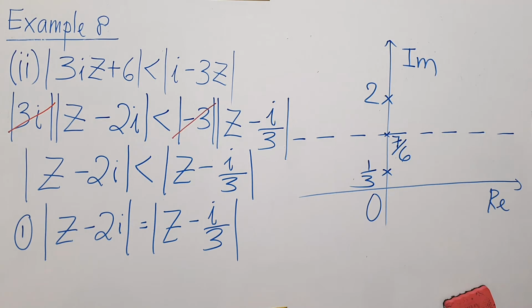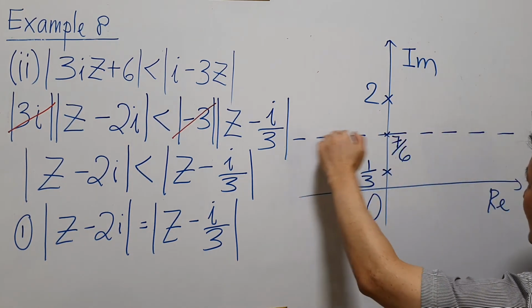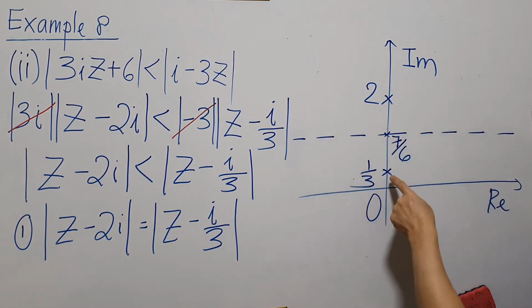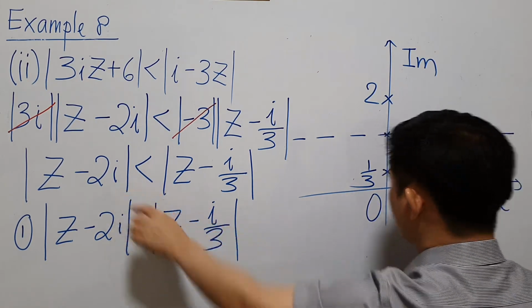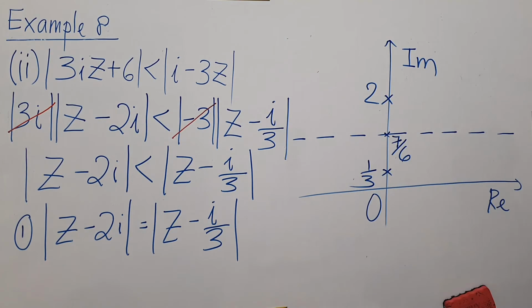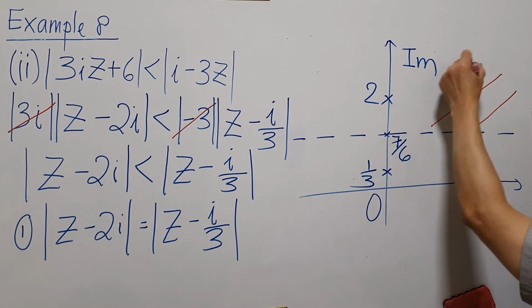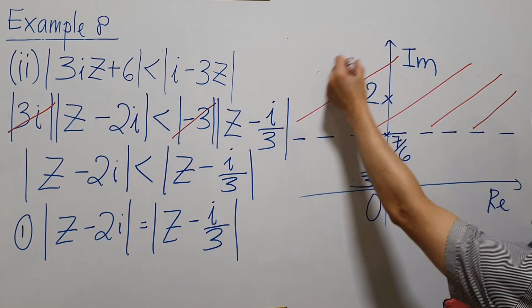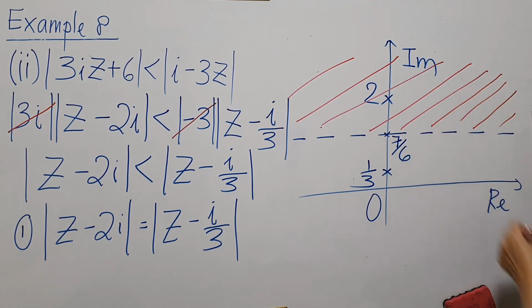So therefore, you want to shade the region which are nearer to 2i. This line demarcates that there are points which are the same distance from these two. But now you want points which are nearer to 2i. So therefore, points nearer to 2i must be those points that are here. Those points in this shaded region are nearer to 2i.